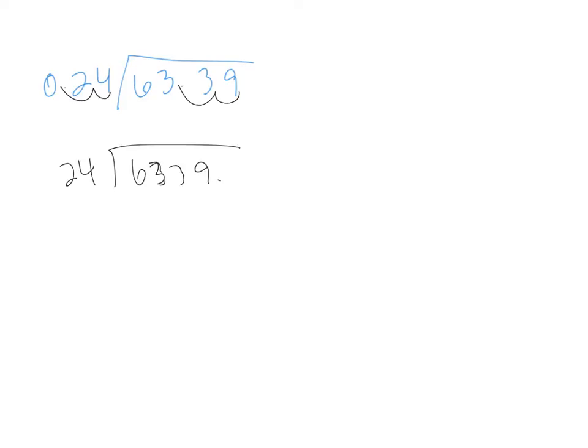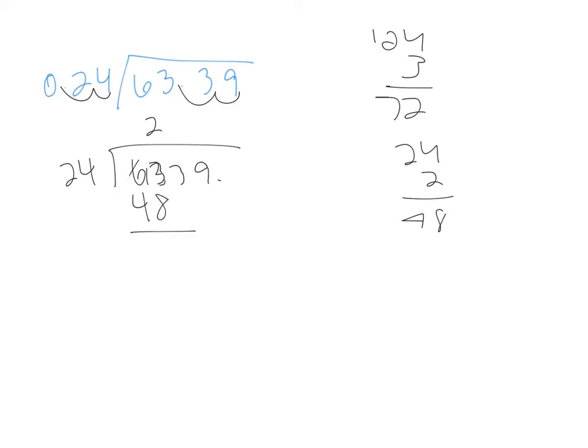I'm going to round the dividend here to 6,000, so I'm looking at 3. If I did 20 into 60, that would be 3. I'm just going to do 24 times 3. I think it's going to be a little high. It's 72. 24 times 2 is 48. I've got 48 there. And 13 minus 8 is 5.